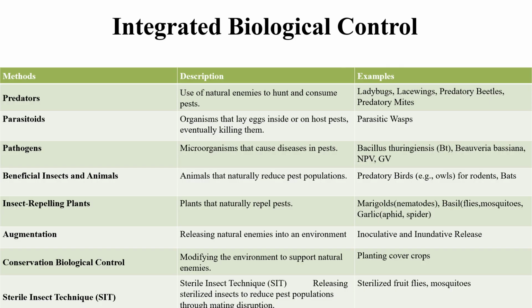The last method which is being used in integrated biological control is the sterile insect technique. In this technique, we release sterilized insects for the reduction of the pest population through mating disruption. For example, sterilized flies and mosquitoes, etc.